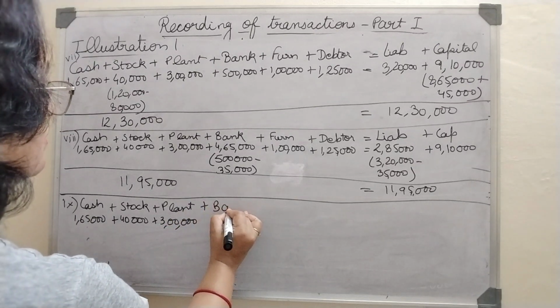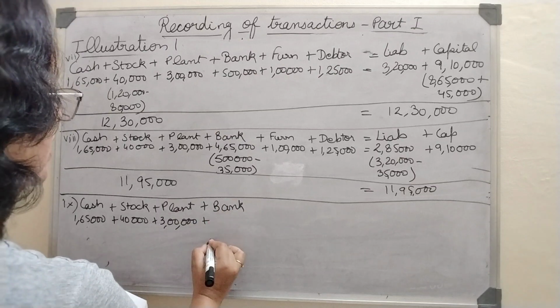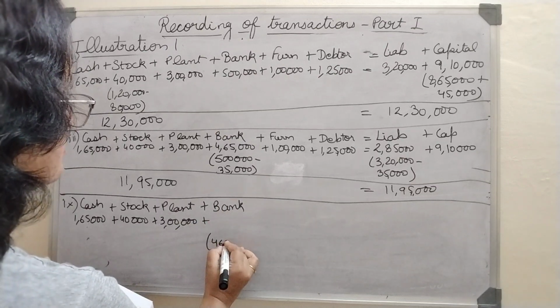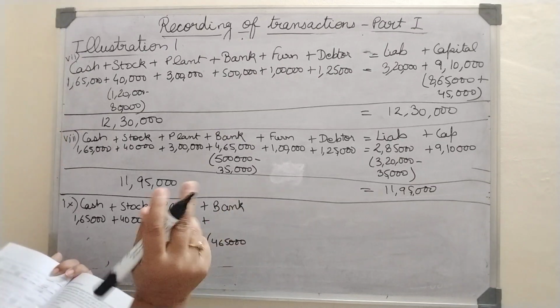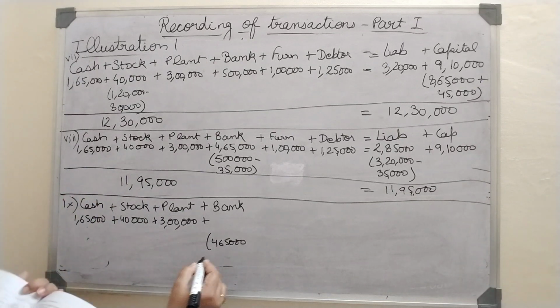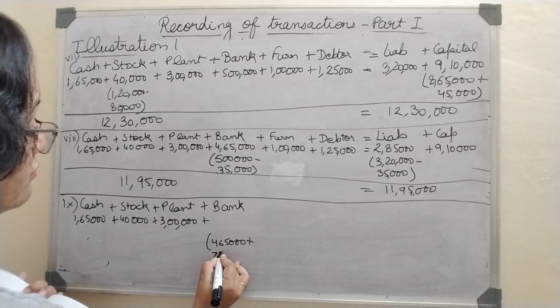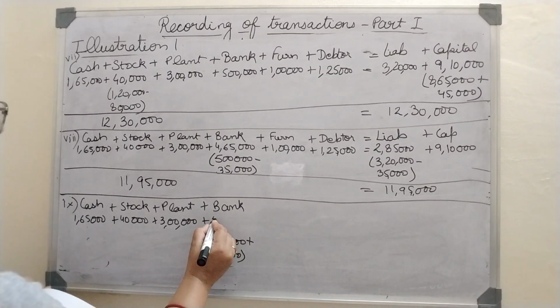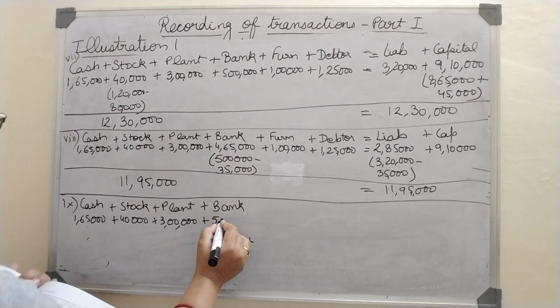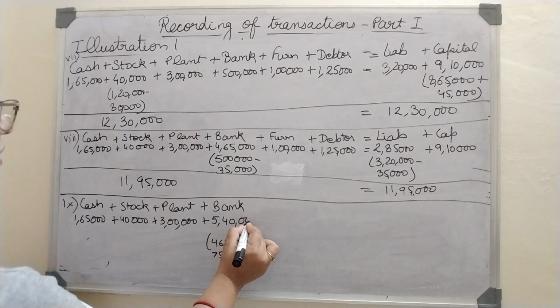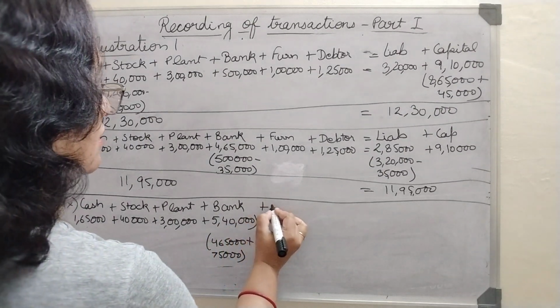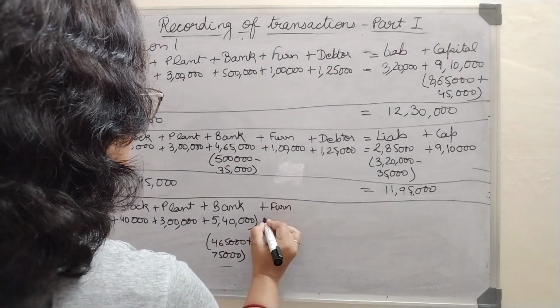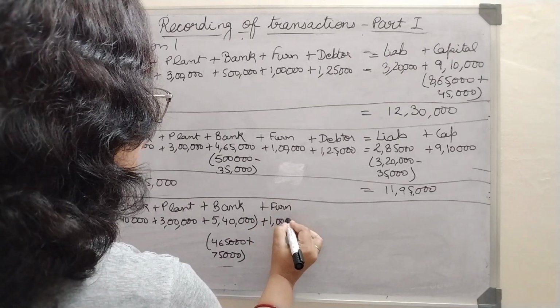Then bank, because I am receiving through cash, so 4,65,000. I am receiving by check. So 4,65,000 plus 75,000. I hope 75,000 is the amount. So it becomes 5,40,000. Other things remain the same, which are not affected. We are not going to touch them.